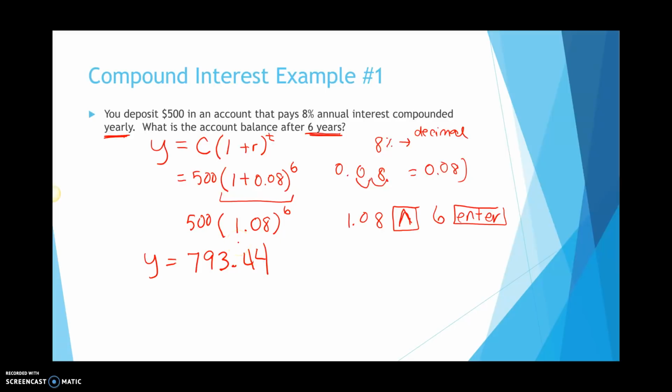We are working with price and cost, so we need to round to the nearest penny, so to the nearest cent. So what is the account balance after 6 years? So the account balance is going to be approximately $793.44, and that will be my answer. Again, it's key. You need to use your calculator for this to help you answer these questions.